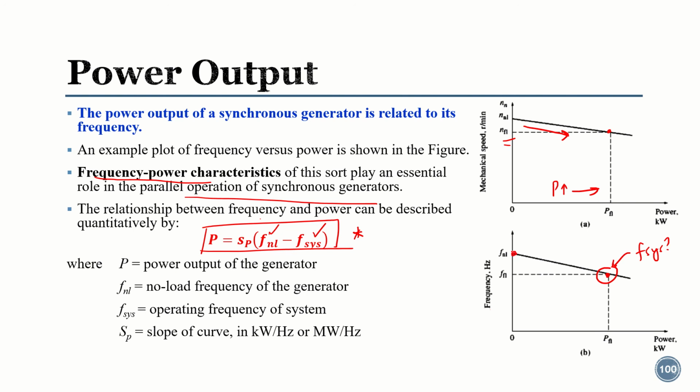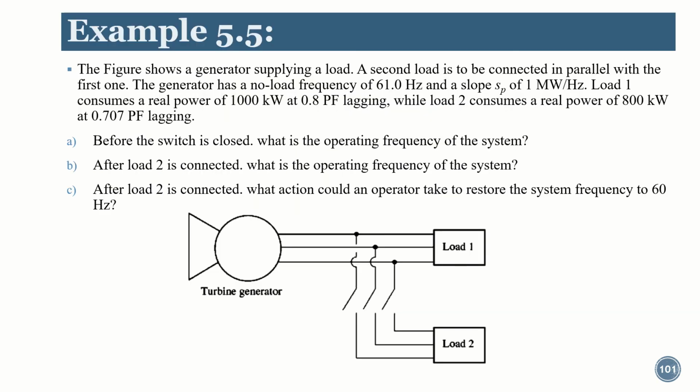This is the no load frequency. Then we have SP, which is the slope of the curve, the factor by which we have a decrease in speed or a decrease in frequency. So the slope of this linear curve is called SP. This is a very important relationship. We will see a relevant example about this relationship in the live session.